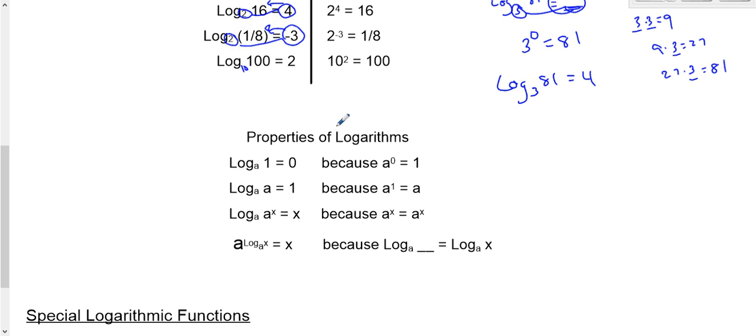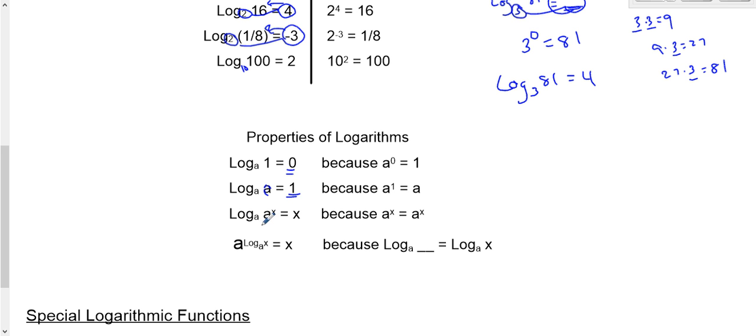Let's look at some properties of logarithms. If you have log base a of 1, well, to get the 1, I need an exponent of 0 on the a, right? A to the 0 equals 1. That's why this answer is 0. When I have log base a of a, to keep my a, I need an exponent of 1. A to the first is a, which is why the answer here is 1.